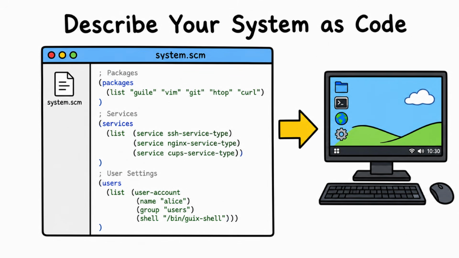Let's talk about that configuration file. In Guix OS, your entire system, every installed package, every service, every user setting is described in a single Scheme file. You're basically treating your operating system like code. This is called declarative system configuration. You say, here's what I want my system to look like, and Guix makes it happen. No more mystery files scattered across your drive.